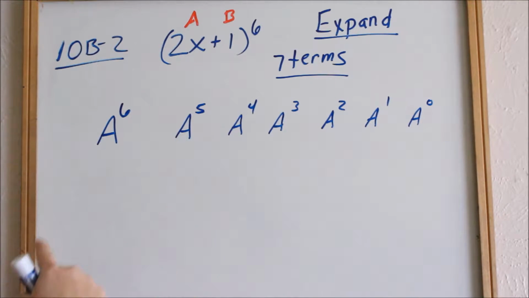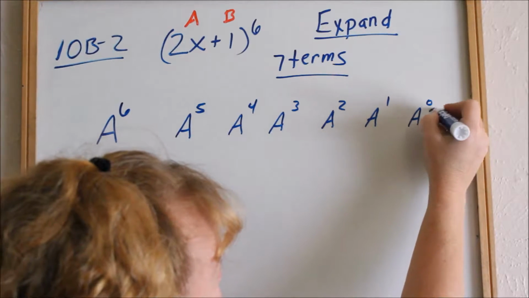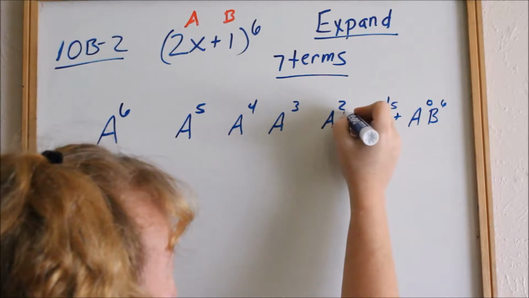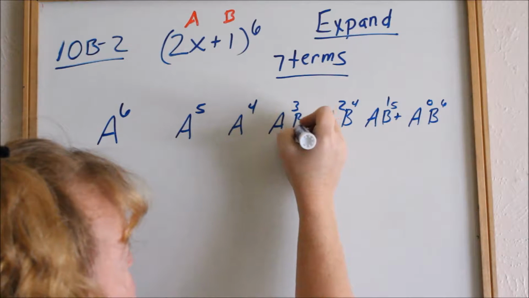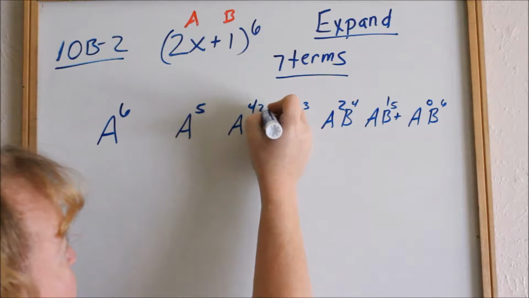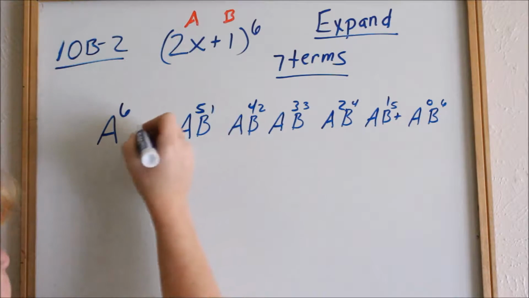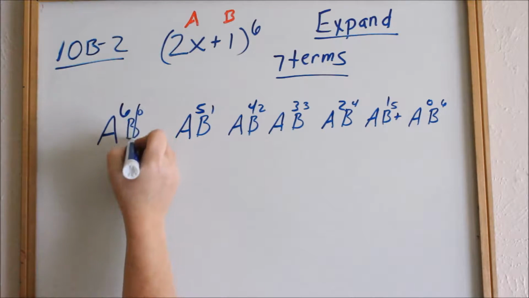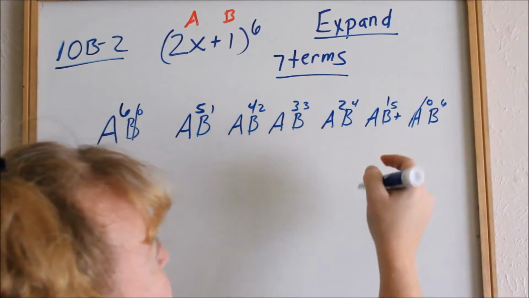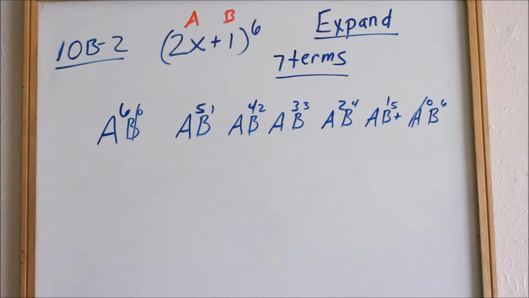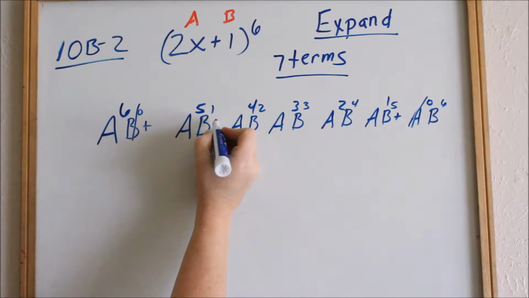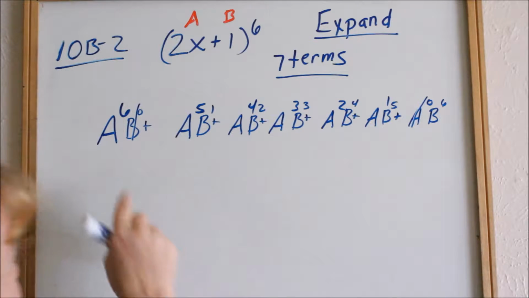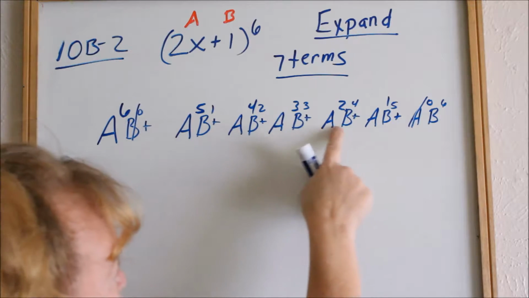Then our B's will count backwards from that. So here this would be B to the 6th, B to the 5th, and there's going to be a plus sign in between, B to the 4th, B cubed, B squared, B to the 1st, B to the 0. So everywhere I have a B to the 0 and A to the 0, that B to the 0 is like 1. My A to the 0 is 1. But now I've got to put in coefficients in between each one of these terms. So there's a plus sign there, plus sign there. There's a plus sign after each one of these. And I should have 7 terms, 1, 2, 3, 4, 5, 6, 7.